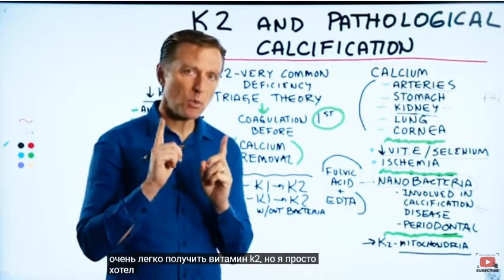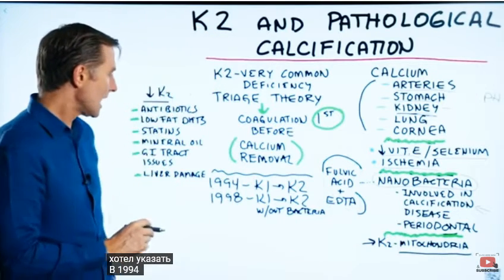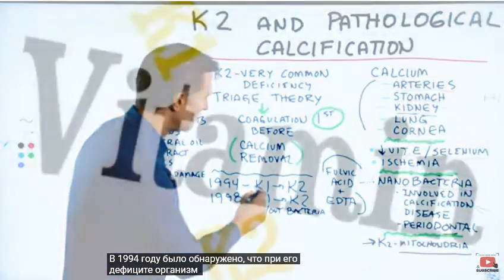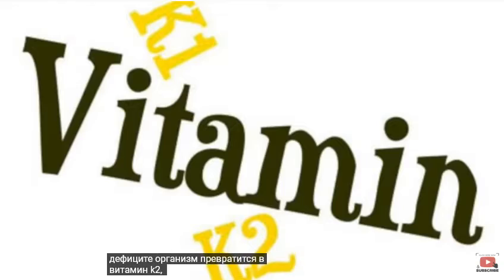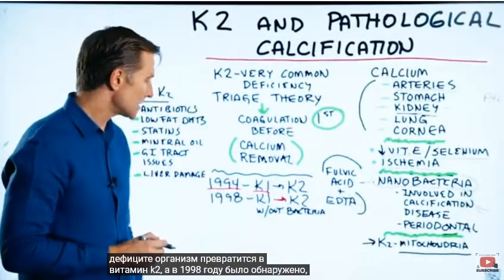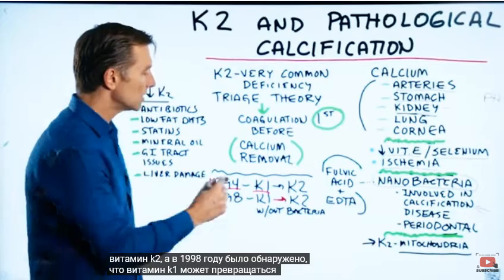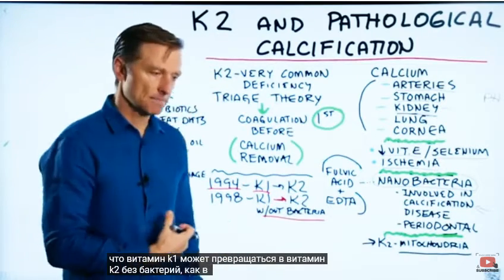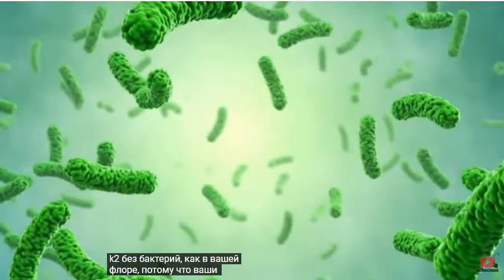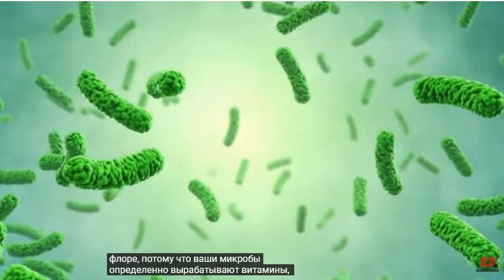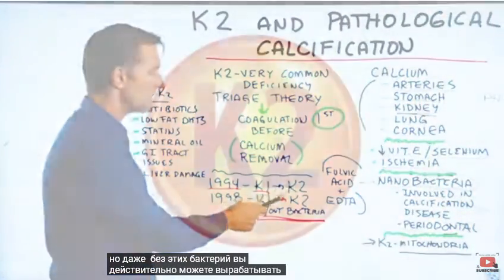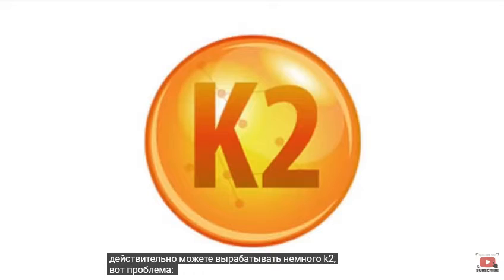But I just wanted to point out, it was discovered in 1994 that if you're deficient, the body will convert K1 to vitamin K2. And in 1998, it was discovered that vitamin K1 could convert to vitamin K2 without the bacteria, like in your flora, because your microbes make vitamins, definitely vitamin K1. But even without this bacteria, you can actually make some K2. Now, here's the problem.